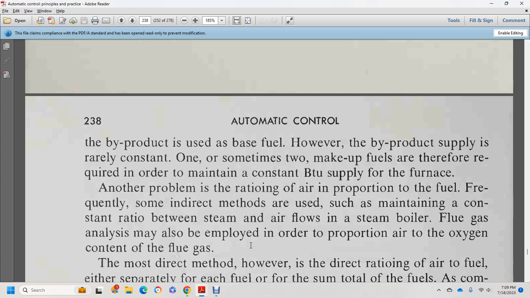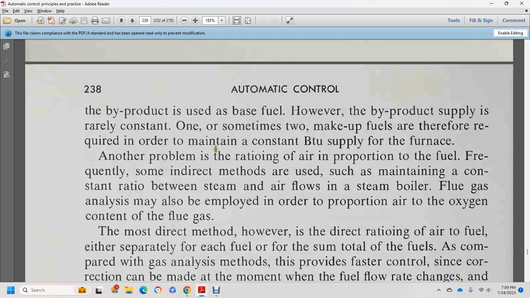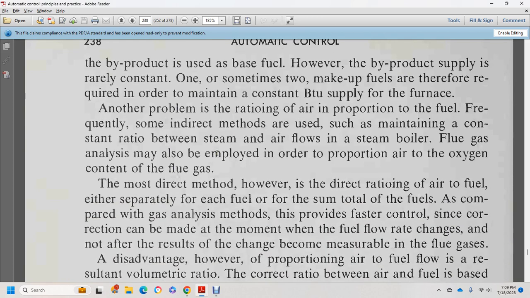Frequently, some indirect methods are used to maintain a constant ratio between the steam and the airflow. With a steam boiler and fuel gas, analyzers may be employed in order to proportion the air with the oxygen content of the flue gas. The most direct method, however, is the direct ratio of the air to flow, either separately with each of the fuels or with the sum of the total of the fuels, as compared with the gas analysis. This method provides faster control, as the correction can be made at the moment of the fuel flow rate change, and not after the result has become measurable in flue gases.